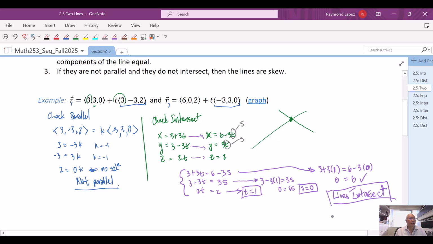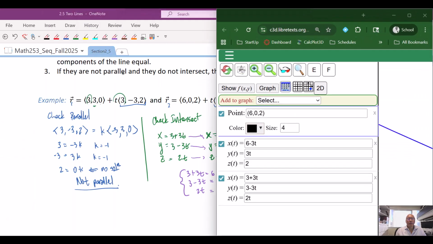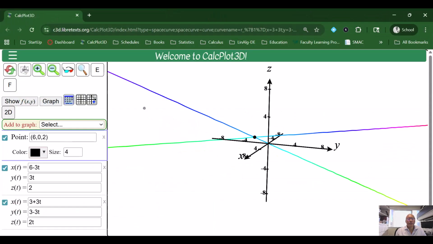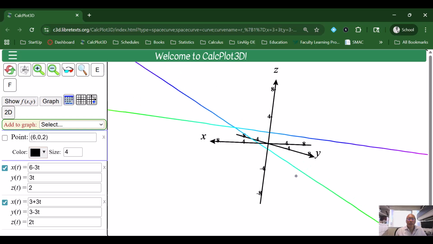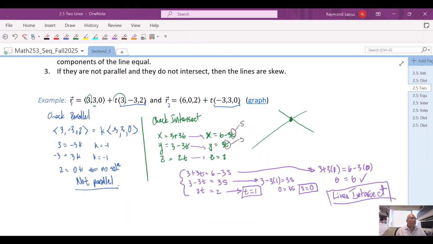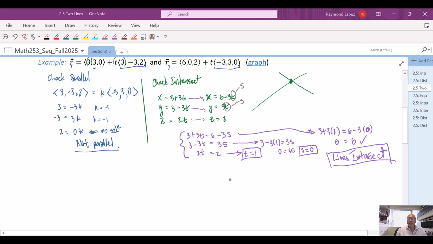So the lines intersect. Just for the sake of viewing this, let's take a look at the graph of this. I already drew the graph. So these are the two lines, right? And then, oh, we didn't find an intersection. Sorry, I got a little ahead of myself. So the lines intersect. Let's find the intersection.